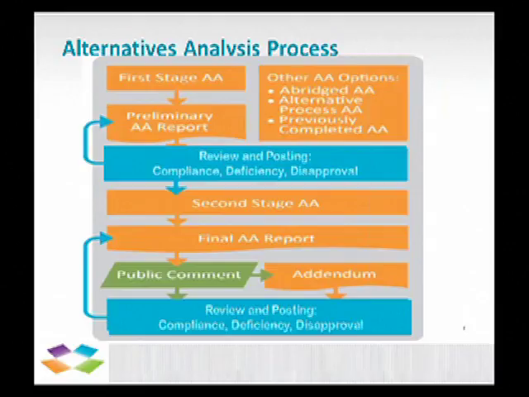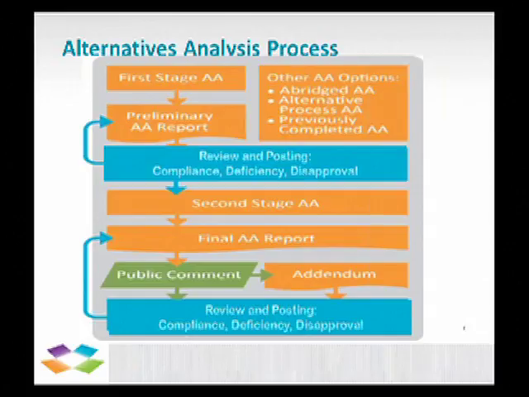In the second stage, it's a more in-depth analysis of the alternatives that had been screened in from the first stage. This is where the decision is made on what alternative is to be selected. Note that there are also other compliance options, other than this two-stage process, like the abridged alternatives analysis, the alternative process AA, and the previously completed AA. We will not talk about these other compliance options, but will focus on the first stage process.